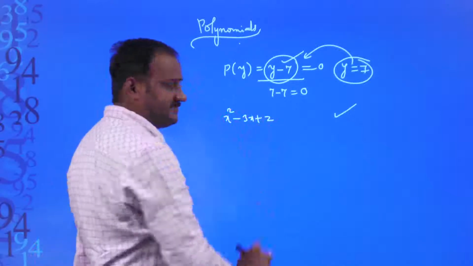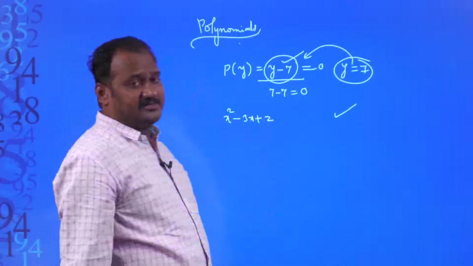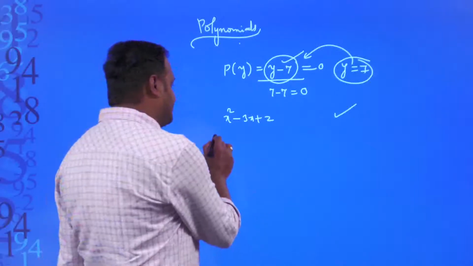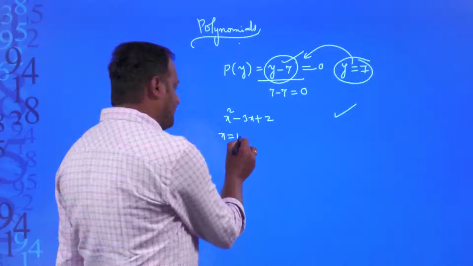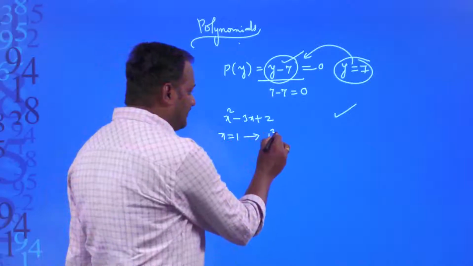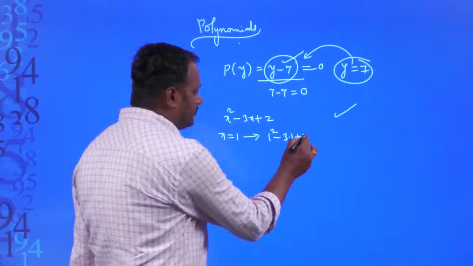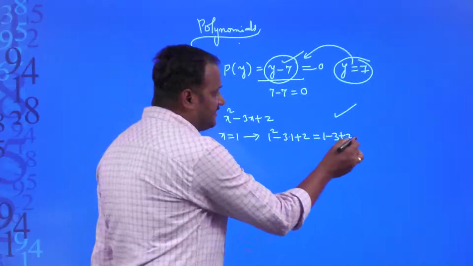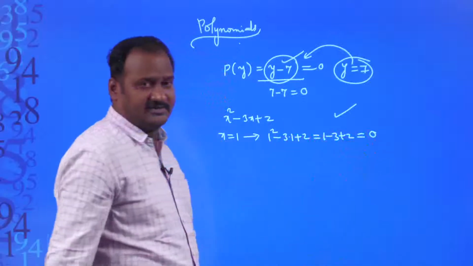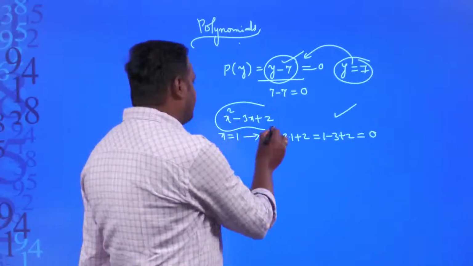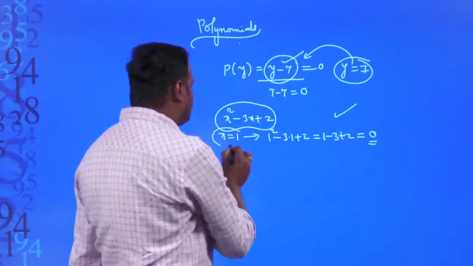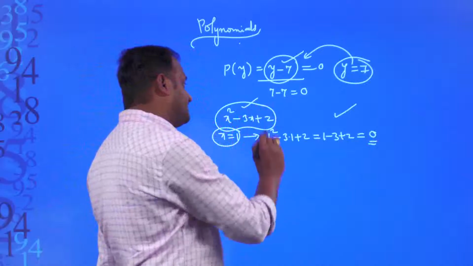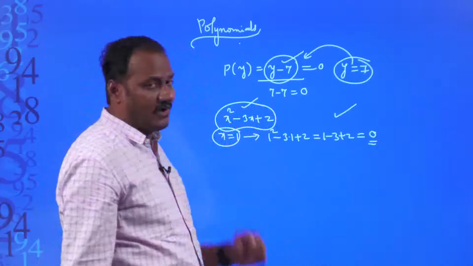This is one polynomial. I can make this polynomial 0 for two values of x. When I substitute x is equal to 1, then this polynomial will become 1 square minus 3 into 1 plus 2, which is equal to 1 minus 3 plus 2, which is equal to 3 minus 3 equal to 0. Means the value of this polynomial is 0 for x is equal to 1. Therefore, one of the zeros of this polynomial x square minus 3x plus 2 is 1.